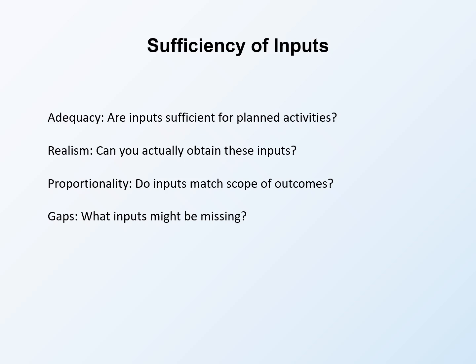Proportionality examines whether your inputs match the scope of outcomes you claim. Ambitious outcomes require substantial inputs to achieve them. If you claim you will transform community health outcomes with minimal staff and a modest budget, the mismatch signals unrealistic expectations that experienced reviewers will recognize.